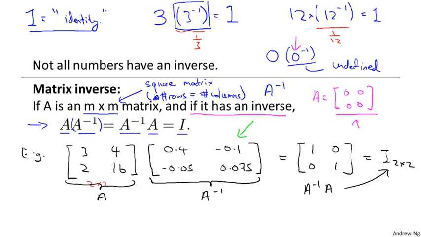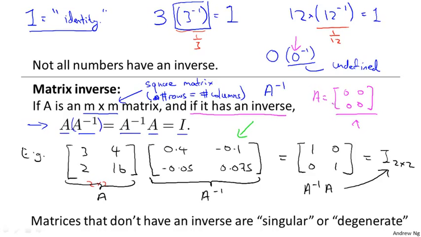And just to wrap up the terminology, matrices that don't have an inverse are sometimes called singular matrices or degenerate matrices. And so this matrix over here, the 0, 0, 0 matrix, is an example of a matrix that's singular or degenerate.